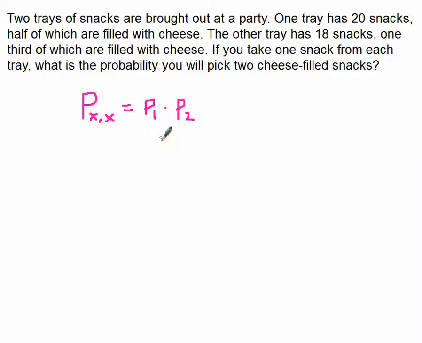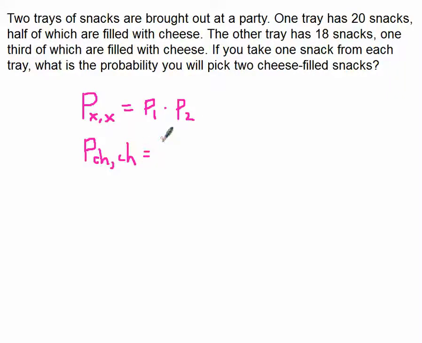So in this case, we have two trays of snacks, and one of the trays has 20 snacks on it, half of which are filled with cheese. The other tray has 18 snacks, a third of which are filled with cheese. Now, the question is asking, what's the chance that if you randomly pick a snack off the first tray and then the second tray, both of them will be cheese? Well, in this case, we're trying to find the probability of picking a cheese snack off the first platter and then also picking a cheese snack off the second platter.